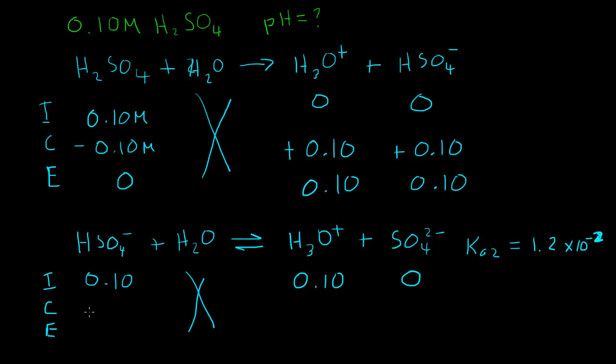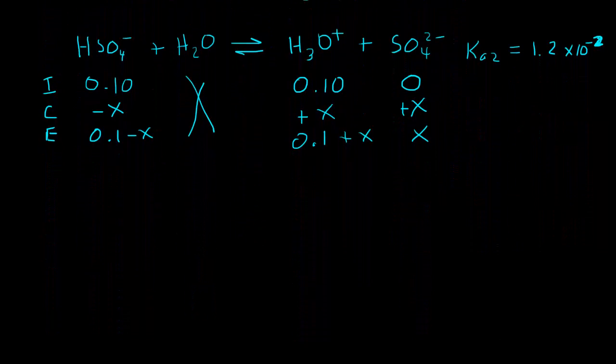Okay, so now there's going to be a change. How much? Well, we don't know, because this is an equilibrium. So we're going to say minus x. So if we lose x there, we have to gain x over here. So plus x, plus x. Then we add down each column. This is 0.1 minus x, 0.1 plus x, and x. So now we know our E-line values right here, and they get substituted into our equilibrium constant.